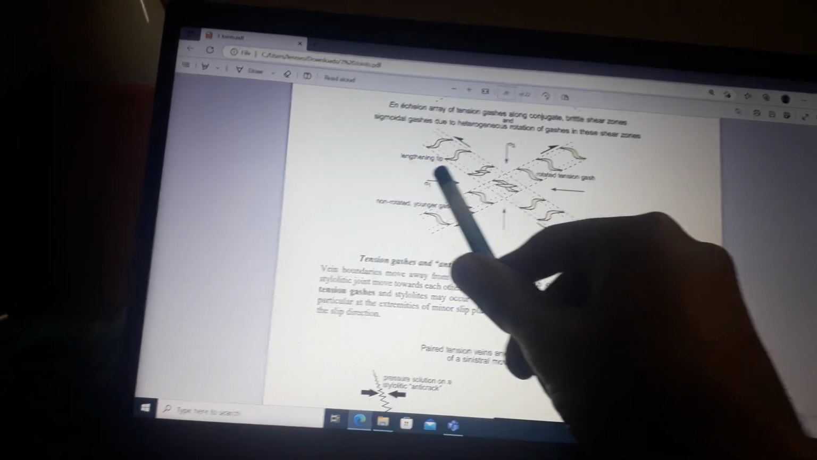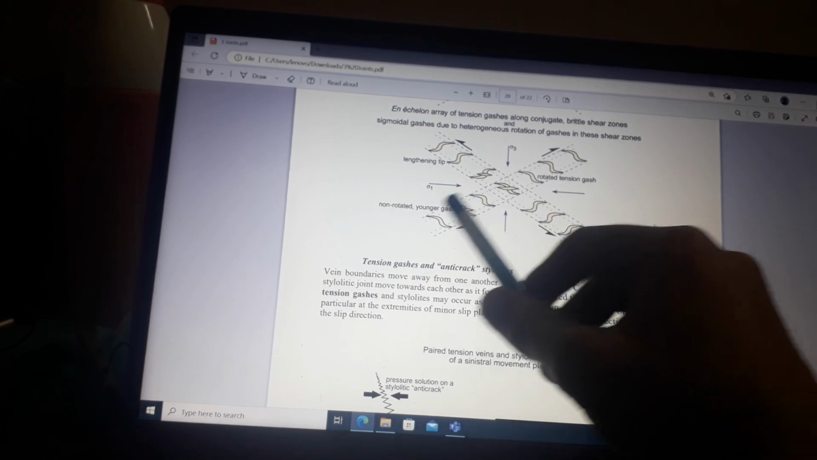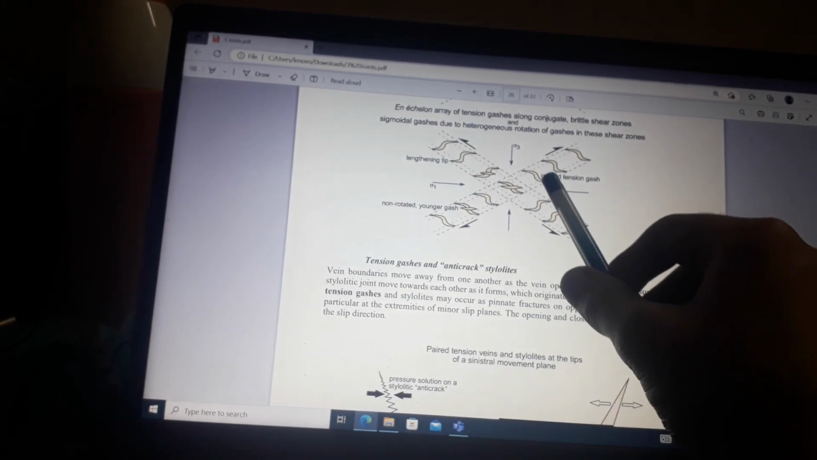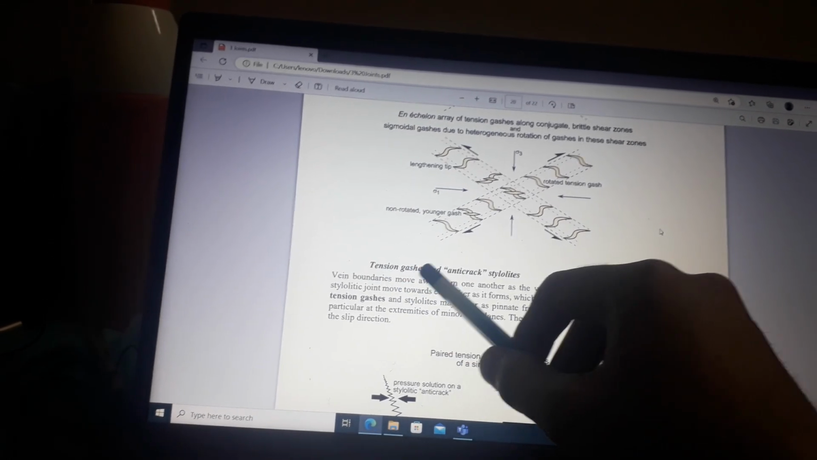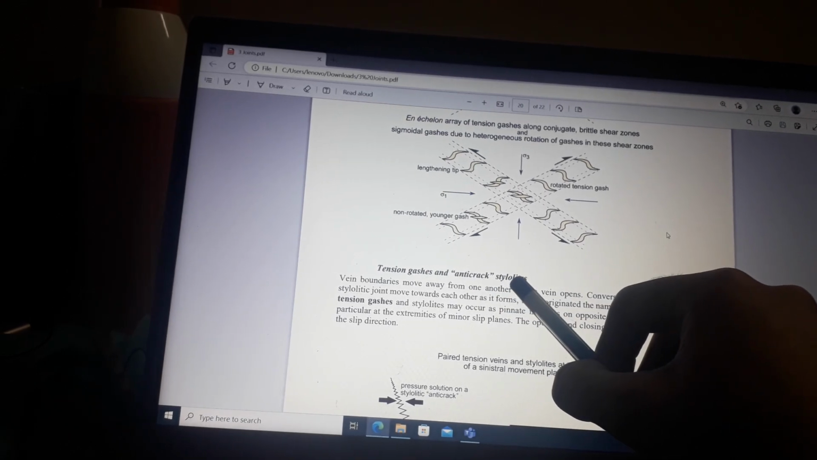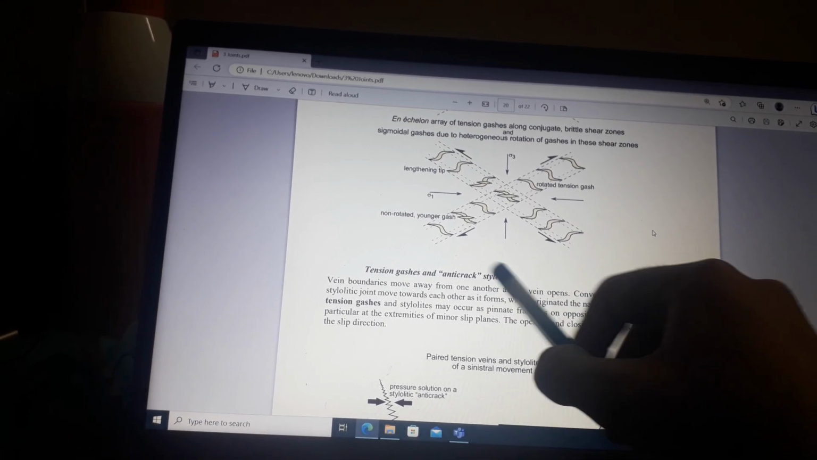This is the lengthening tip, sigma 3, sigma 1, non-rotated younger gash, rotated tension gash, tension gashes with anti-crack stylolites.